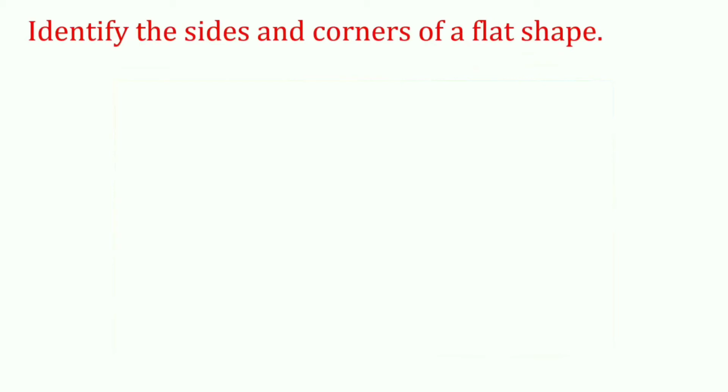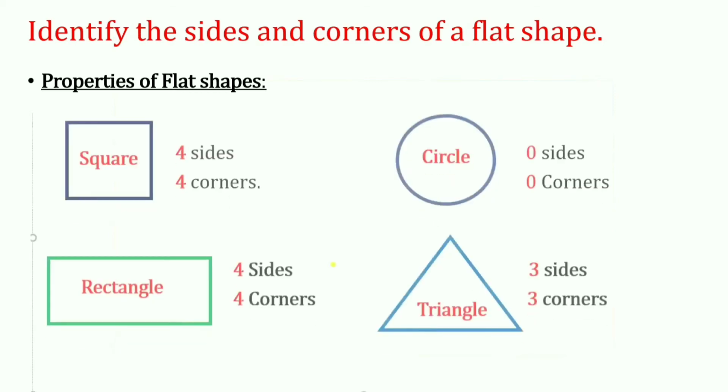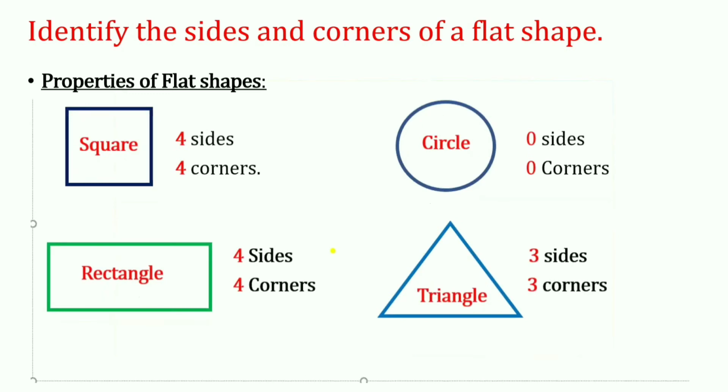So children, from this video, we learned to identify the sides and corners of a flat shape. We also learned the different properties of flat shapes like square, rectangle, triangle and circle. So here the number of sides and corners are mentioned for different flat shapes. Let's see. A square has 4 sides and 4 corners.